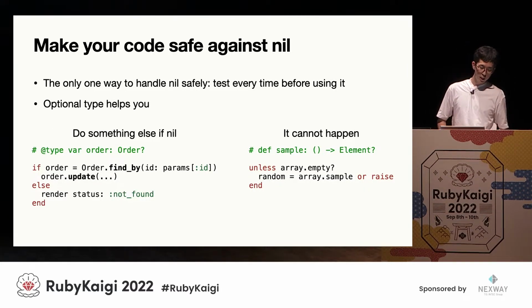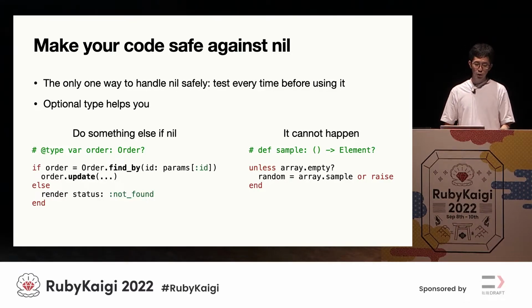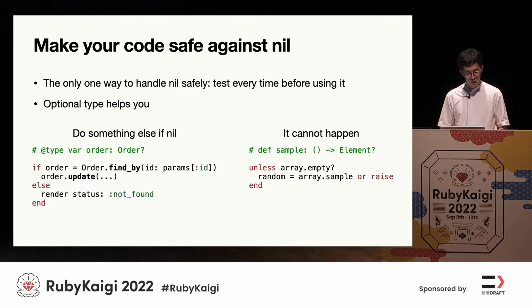Another thing is to make your code safe against nil. The only way to handle nil safely is to test every time before using the value. Optional type is for it. So we can do something if that is nil, or we can tell Steep that it cannot happen.